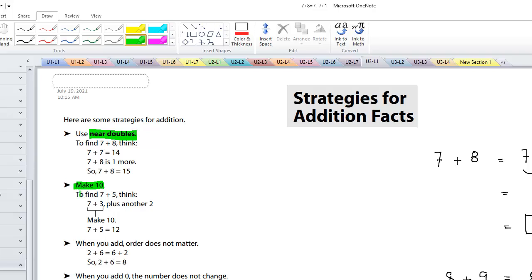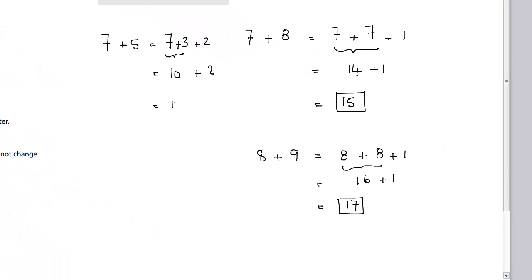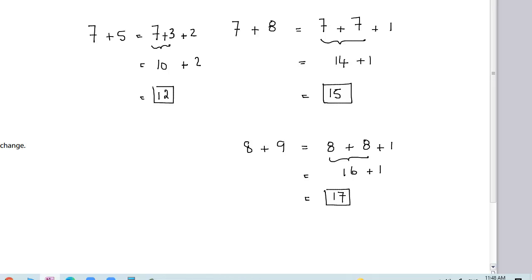Another strategy is called make 10. If you can reach 10, it's an easy number. For example, if I have 7 plus 5, how do I reach 10? I know that 7 plus 3 equals 10. But someone will tell me, no, this is 5. So don't forget to add the 2. Now, because 7 plus 3 is an easy number and I know it's 10, I can say 10 plus 2. And 10 plus 2, because 10 is an easy number, I know right away the answer is 12.